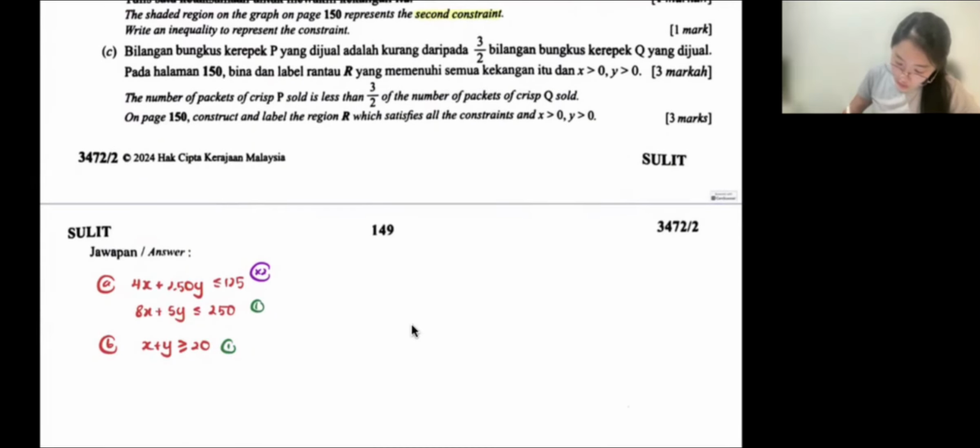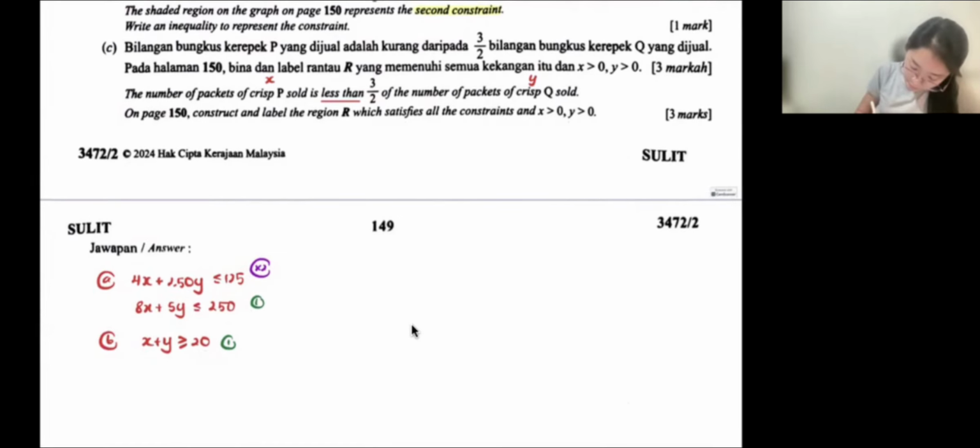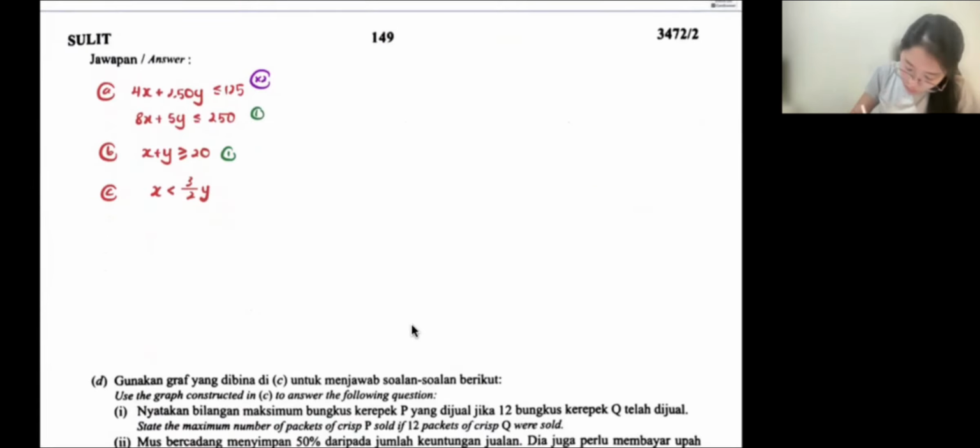And then C. The number of packets of crisps P sold is less than 3/2 of the sum of crisps Q sold. Construct and label the region R, which satisfies all the constraints. So the last one here, x less than 3/2 y. Usually I will write my y on the left side. So 2 move over, then you get 3y. It is still pointing to x. So 3y more than 2x, or you can write y more than 2/3x. This is for you to determine your shaded region easier later.